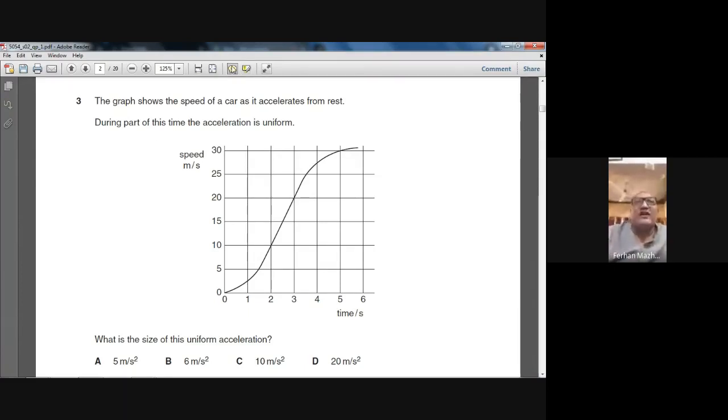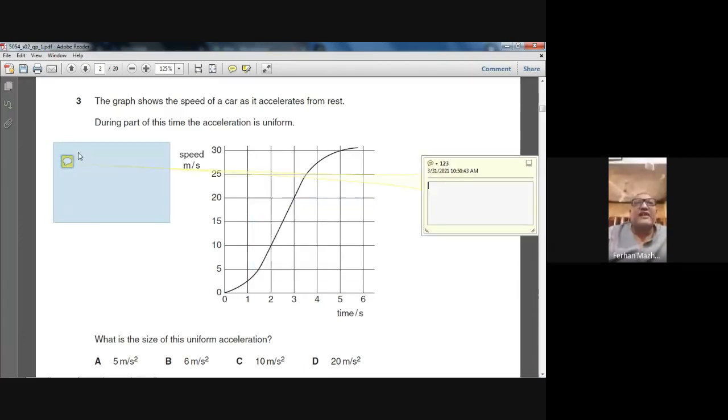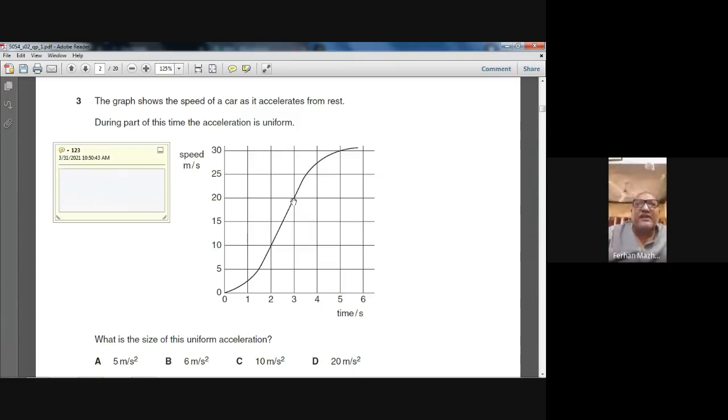So how will you do this? Let me show you. I will take 2 points. I will take this point, its coordinates are 3, 20. And the second point I will take is 2, 10. So these are the 2 points which I have taken, and then I will find the gradient.